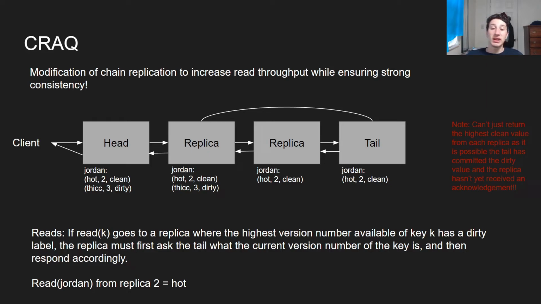Now you might say to yourself here, oh, just looking at this, why can't we just return the clean write? Well, we can't return the clean write because it's possible that thick did actually get written on the tail. However, the acknowledgement just hasn't been sent back to the replica yet. As a result, we would return hot, thinking that was the right value, when in reality the tail had already processed the write thick. So ultimately, it is important that we actually end up reaching out to the tail to get the proper version number.